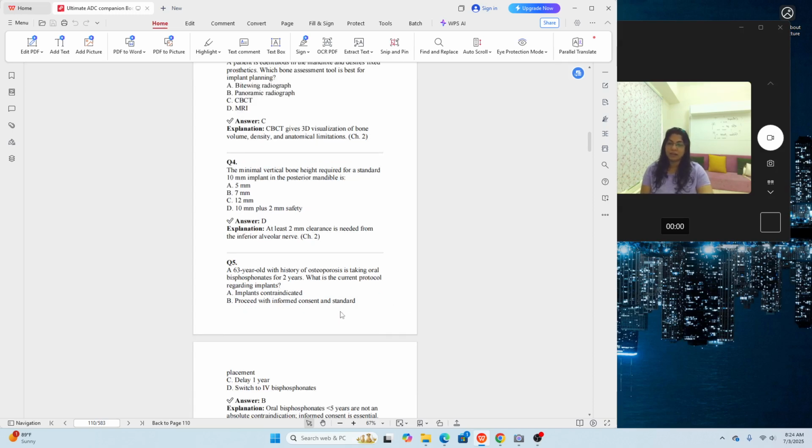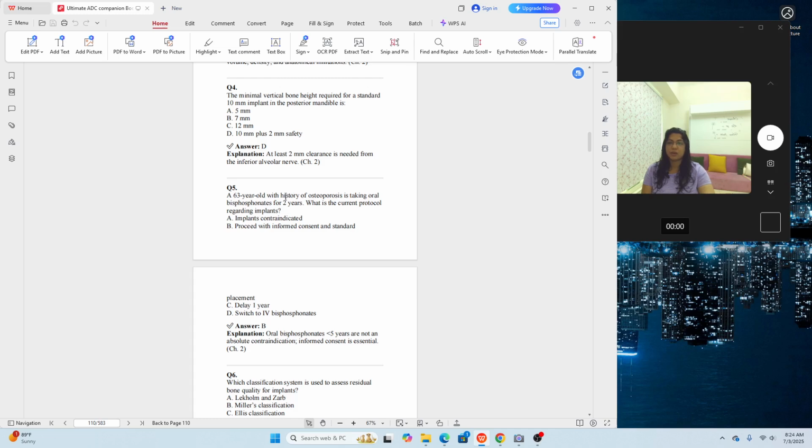Now, question number 5 and the last question for today. A 63-year-old with a history of osteoporosis is taking oral bisphosphonates. Now, this is very important, the keyword oral, because oral bisphosphonates don't carry that much risk of osteonecrosis compared to the bisphosphonates which are taken via IV. Understood? So if you're taking oral, the chances of bone healing are better compared to taking IV bisphosphonates. So you have a 63-year-old on an oral bisphosphonate for 2 years.